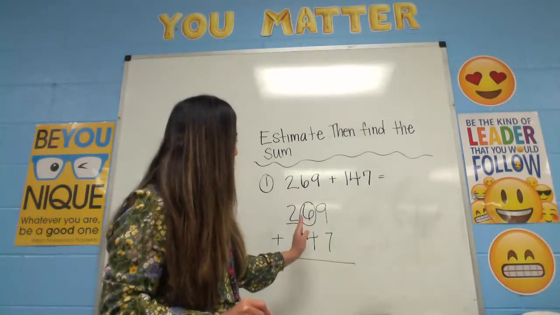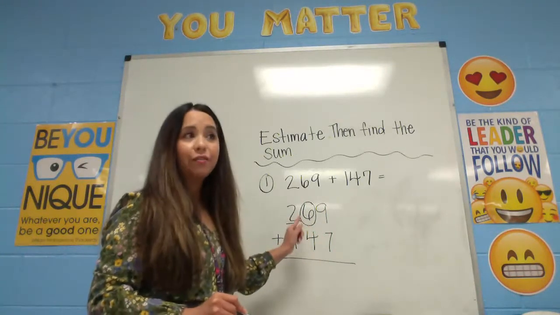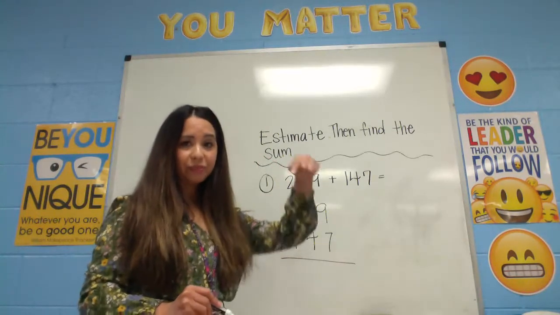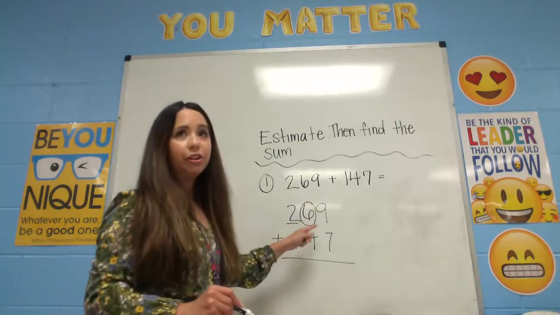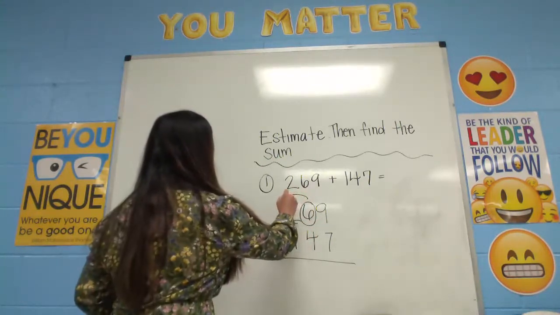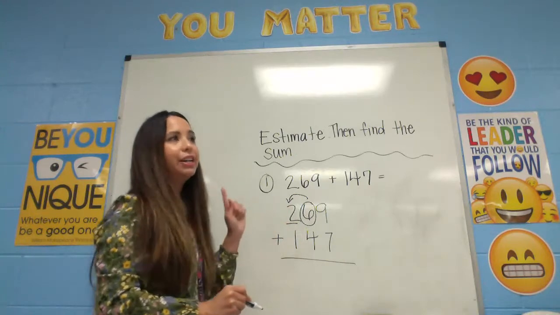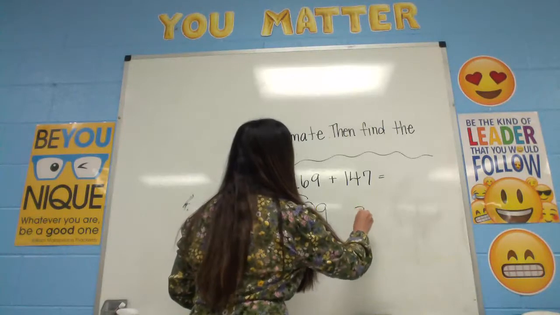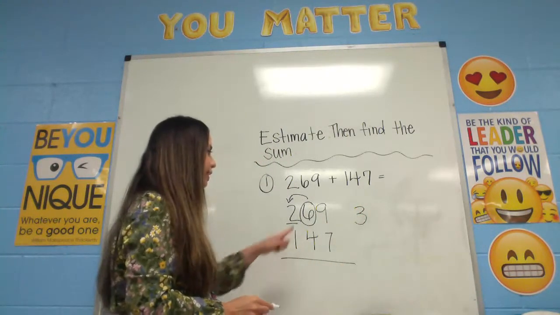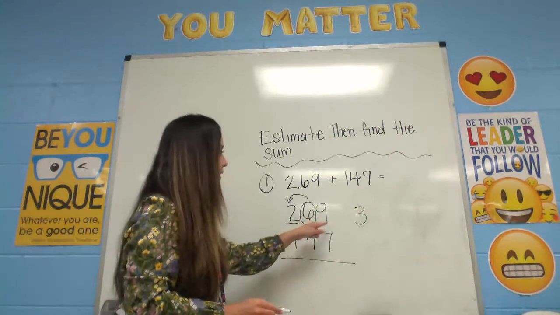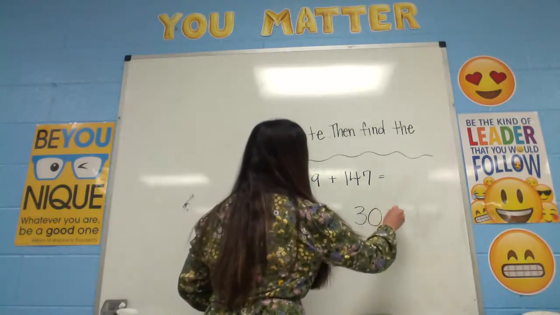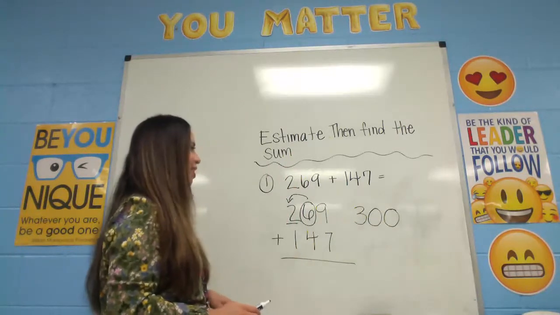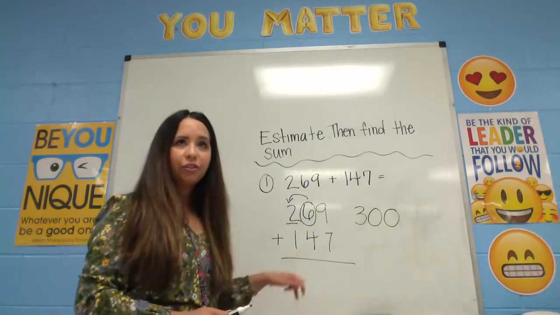I ask myself, is this digit 5 or greater, or is it 4 or less? It is 5 or greater, so I know this rounding digit increases by 1. It goes up by 1, so 200 turns into 300, and the rest of the digits to the right, the tens place and the ones place, all turn into a 0. So 269 rounds to 300.